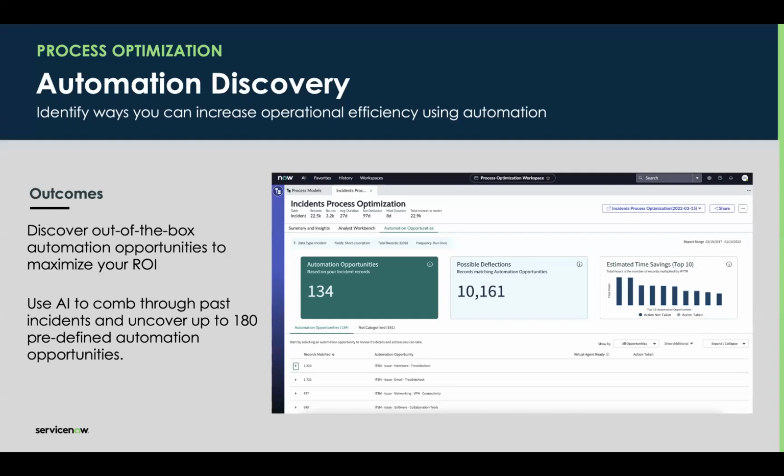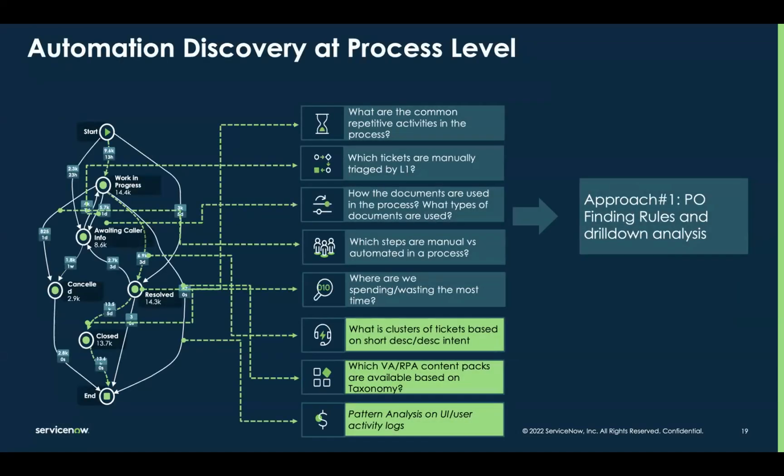So if we look at the automation discovery feature that is now embedded within process optimization, there are two different techniques that we are using at a high level. One is a process mining based technique. So this is, I would say, one of the differentiators we have. We have built a finding engine. And if you feed some of the patterns around, like, hey, these are the common touch points and inefficiencies that happen in a process, and then those finding rules will discover those areas as your finding insights card. So that's the approach number one.